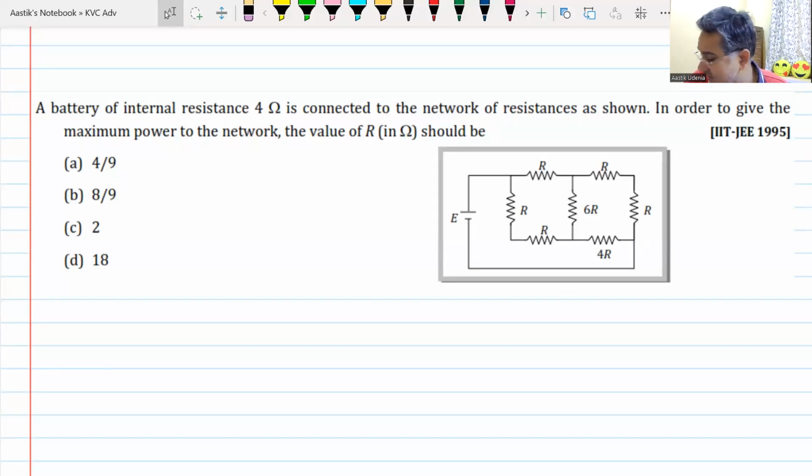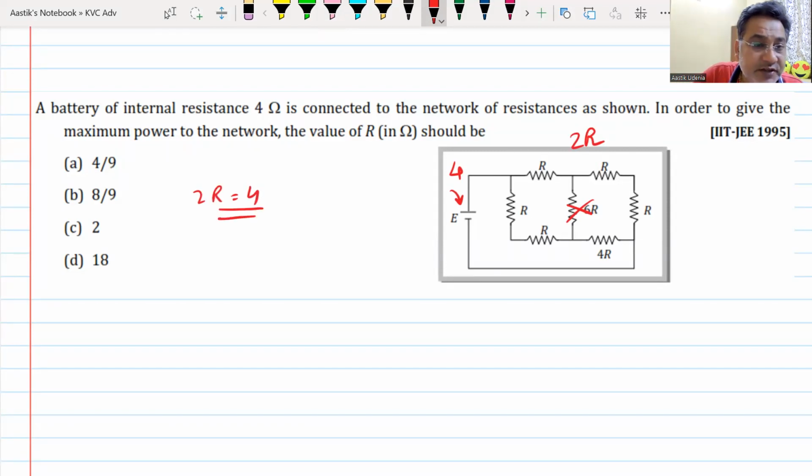Option C, 2, is correct. Basically, the internal resistance of this battery is given as 4. So the total resistance of the circuit has to be 4. Yes or no? Yes, sir. Now, if you look at the circuit, this is a balanced Wheatstone bridge. So you can find out the equivalent resistance of this. What is the equivalent resistance coming as? It is coming as 2R, balanced Wheatstone bridge. So 2R must be equal to 4, and after that the question is pretty straightforward. Do we understand this? Yes, sir. Yes or no?